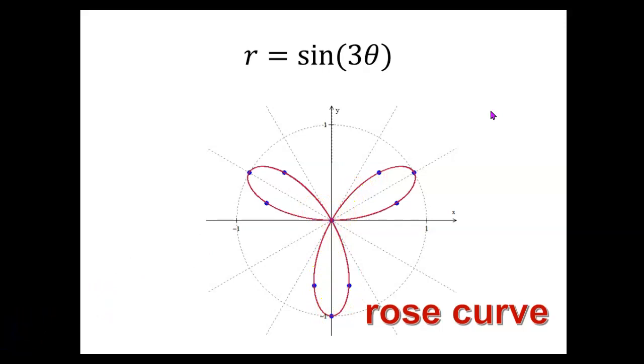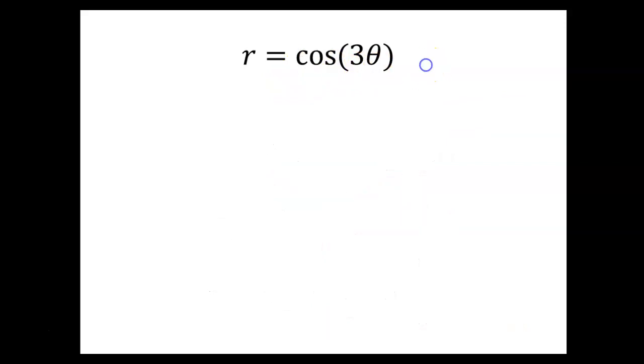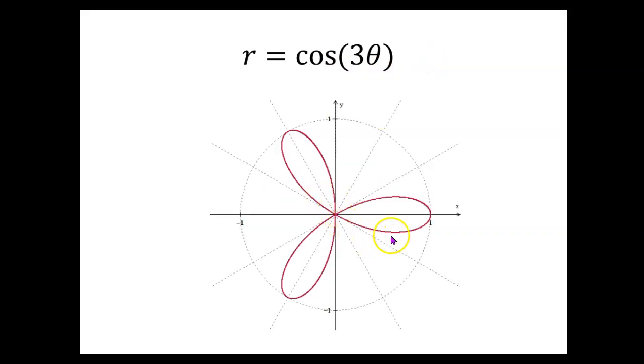So this kind of graph is called a rose curve, and this particular one has 3 loops, 3 leaves or 3 petals on the rose. What do you think would happen if we changed the sine to a cosine? r equals the cosine of 3 theta. Well, we still get a rose curve with 3 loops, but it's oriented differently. It's turned sideways. One of the loops goes out here, and then the other 2 are here and here instead of going down and like that.